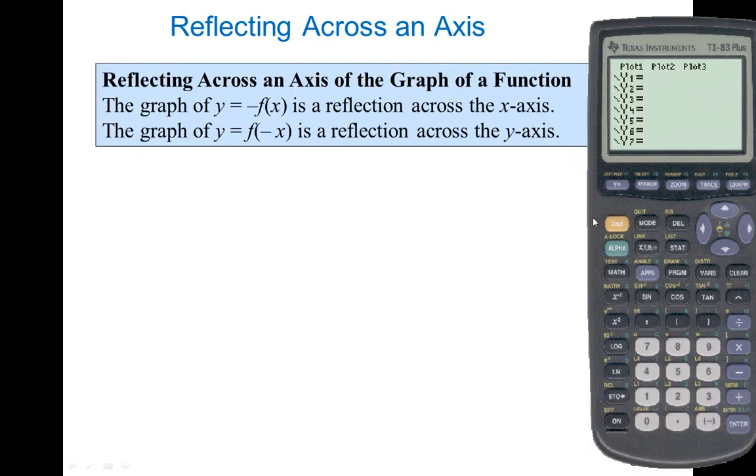Next, we'll reflect the graph across the axes. In order to reflect the graph across the x-axis, we'll graph y equals negative f of x. And in order to reflect the graph across the y-axis, we'll graph y equals f of negative x.